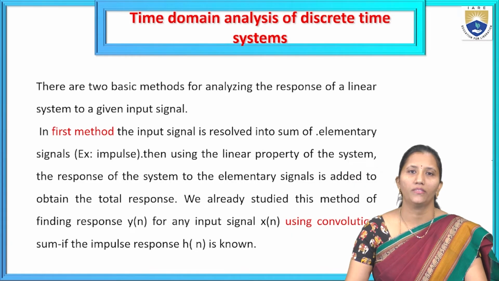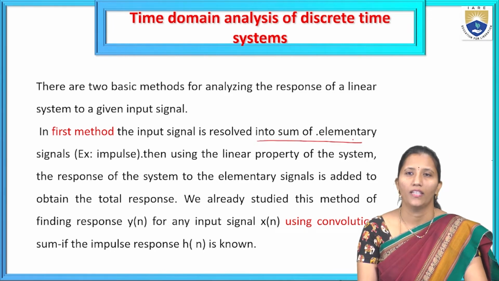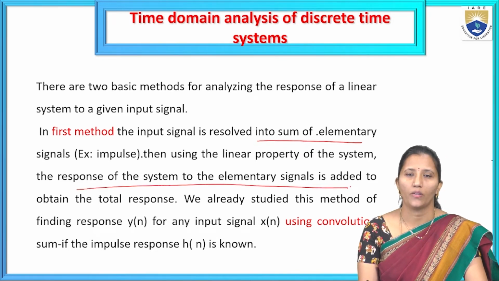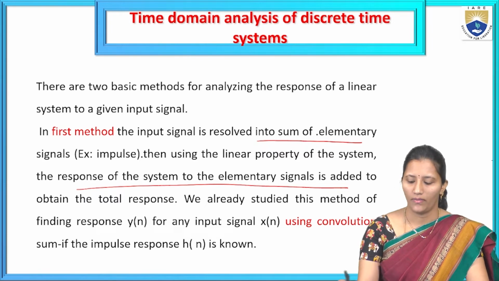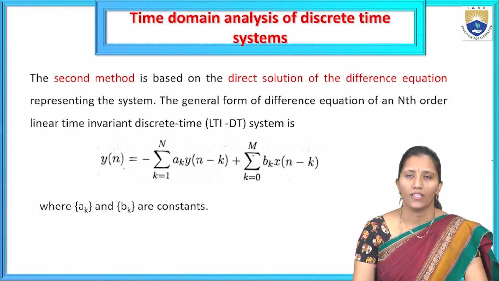Here, there are two methods for analyzing the response of a linear system to a given input signal. The first method is that the input signal is resolved into a sum of elementary signals. Then, using the linearity property of the system, the responses of the system to the elementary signals are added to obtain the total response. We discussed the convolution sum in the previous classes. In this session we are going to discuss the second method, which is based on the direct solution of the difference equation representing the system.